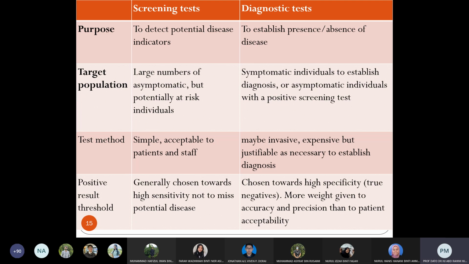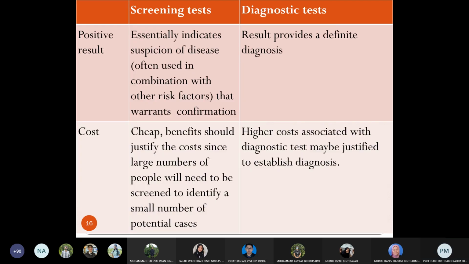Positive result threshold is generally chosen towards high sensitivity, not to miss potential disease. So we talk about this one later. For diagnostic, it is chosen towards high specificity. What is sensitivity and specificity? Sensitivity. Specificity.